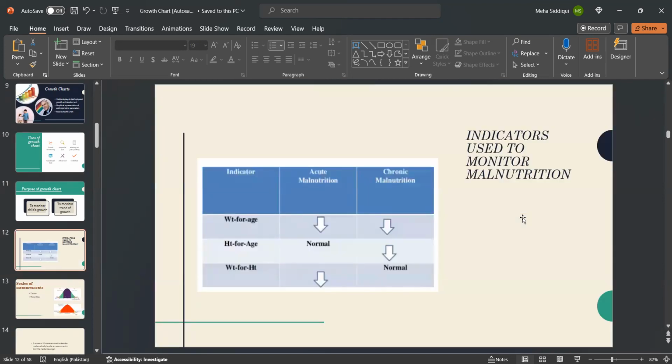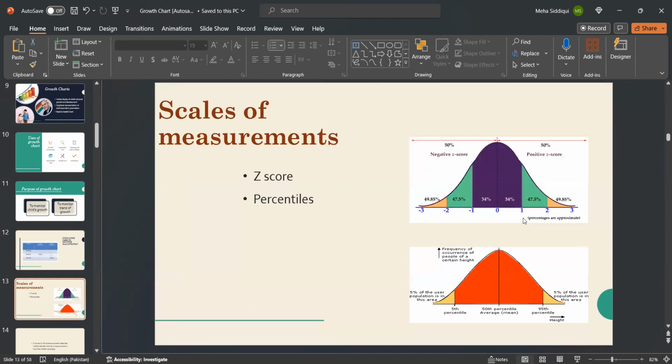The indicators used to monitor malnutrition are weight for age, height for age, and weight for height. In acute malnutrition, there is decreased weight for age and weight for height. However, height for age is normal. But in chronic malnutrition, weight for age and height for age are lower than normal, while weight for height is normal.